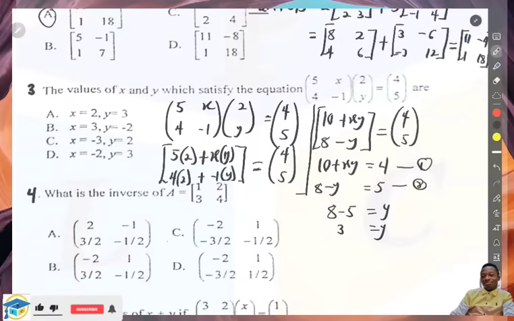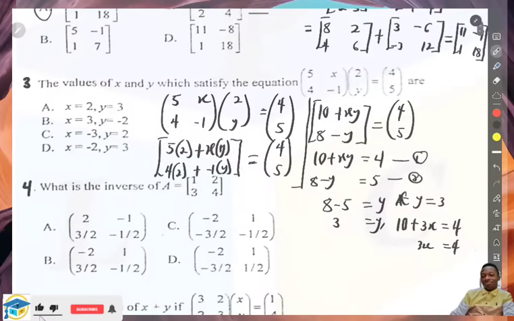3. So once you're able to get y to be equal to 3, then from equation 1, we can solve for x, right? So that should be what? 10 plus 3x, and that should be equal to 4. So we have 3x to be equal to 4 minus what? 10. So we have 3x to be equal to -6. So we divide both sides by 3. What are we getting for x? x should be equal to what? -2. So here we have x to be equal to -2, then y to be equal to what?